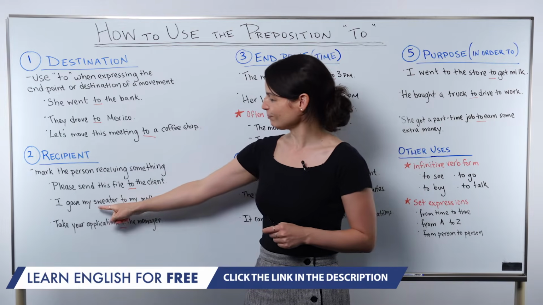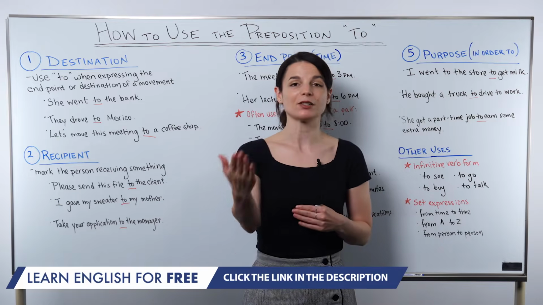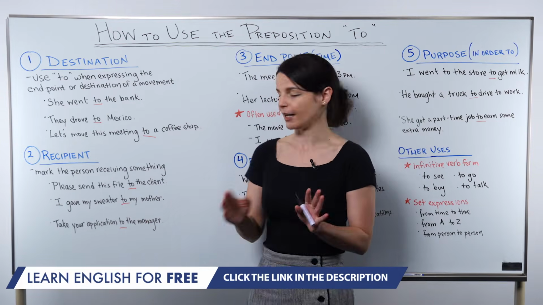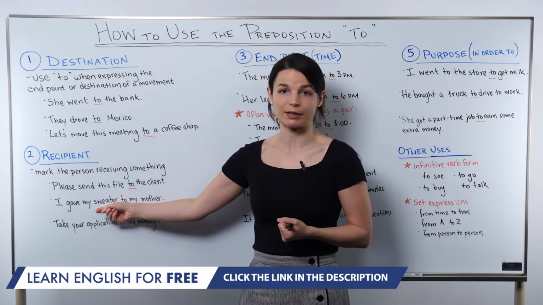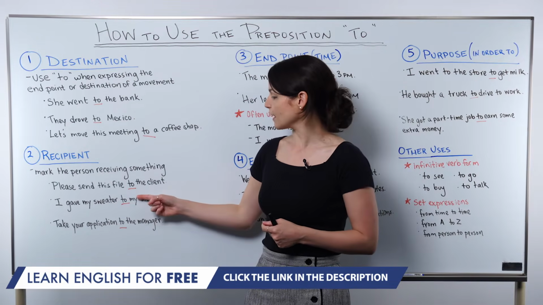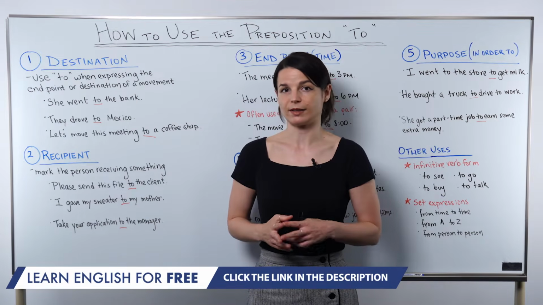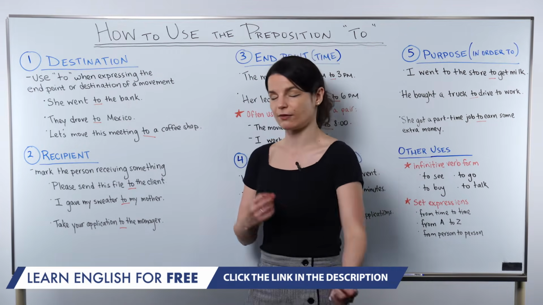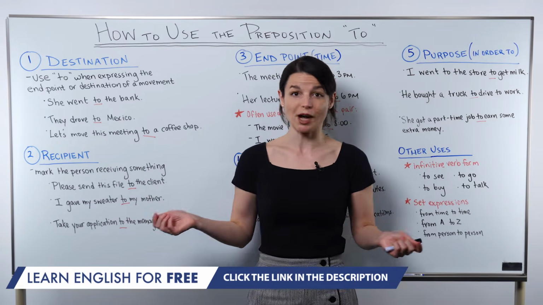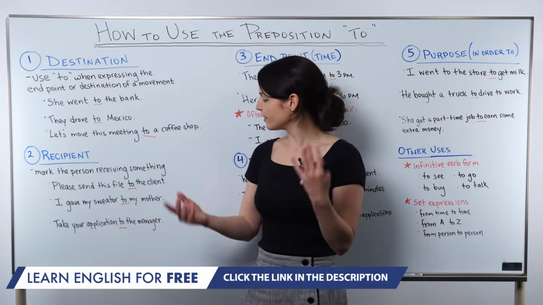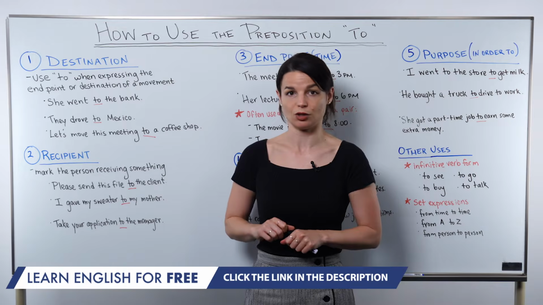Next one. I gave my sweater to my mother. Again, my mother is the recipient of this object, my sweater. So this is one kind of example sentence. There are other ways to talk about giving and receiving. For example, I gave my mother my sweater is also 100% correct. It's just that this is a different pattern that you can use to express this giving and receiving situation.